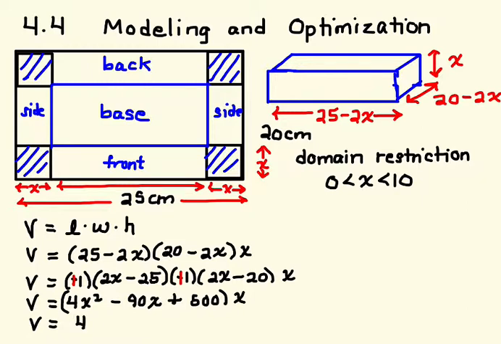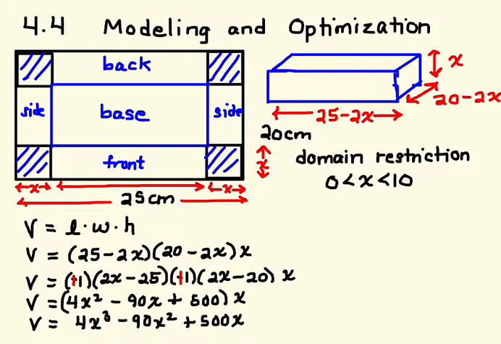It's 4x cubed minus 90x squared plus 500x. That's the volume of the box. Well, that's great. We now have the volume of the box. We want to know when the volume of the box is going to be the largest. And we know there's a domain restriction that x can only go from 0 to 10.